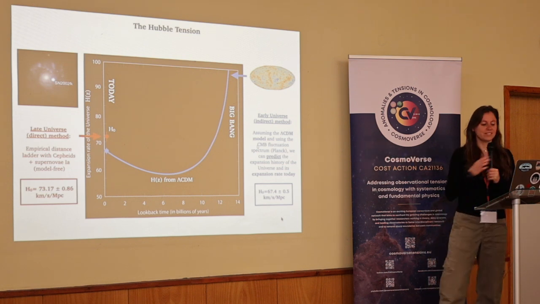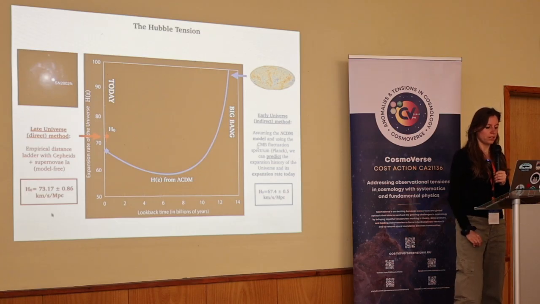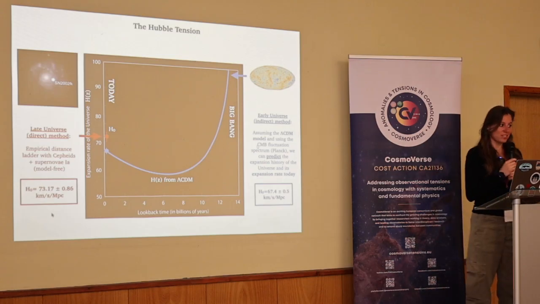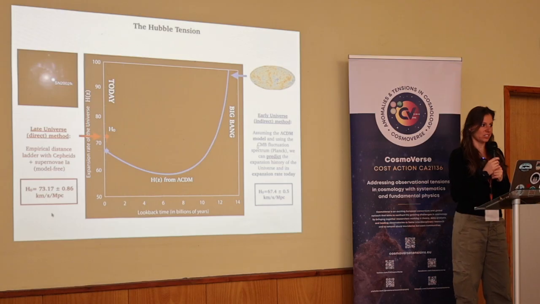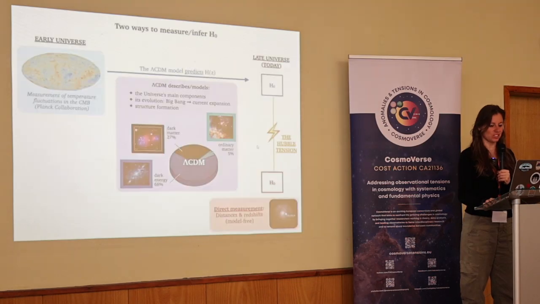And now in red, the late universe method, the most precise value was recently obtained by the SH0ES team, and it's 73.17 plus or minus 0.8. And as you can see now, within the error bars, they are really not compatible anymore. And this is what is concerning. So now, why is it concerning? Why should we worry about that?